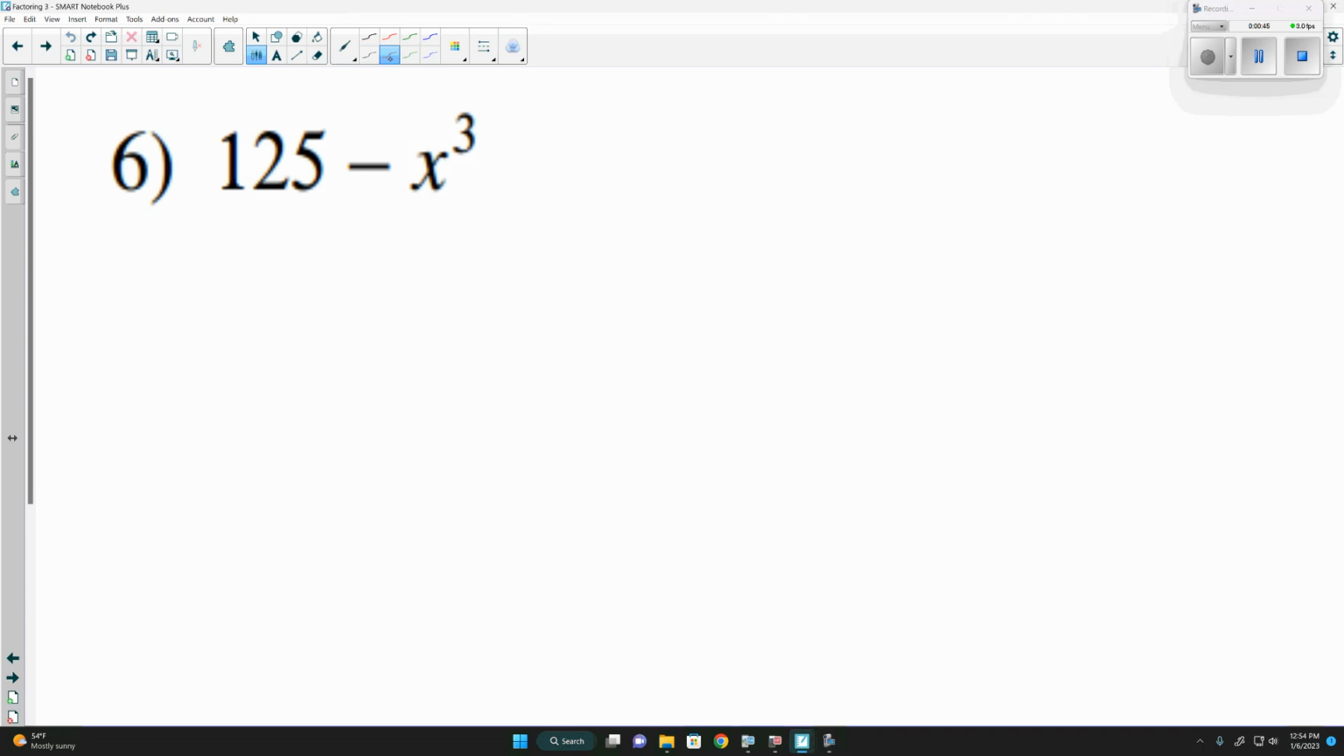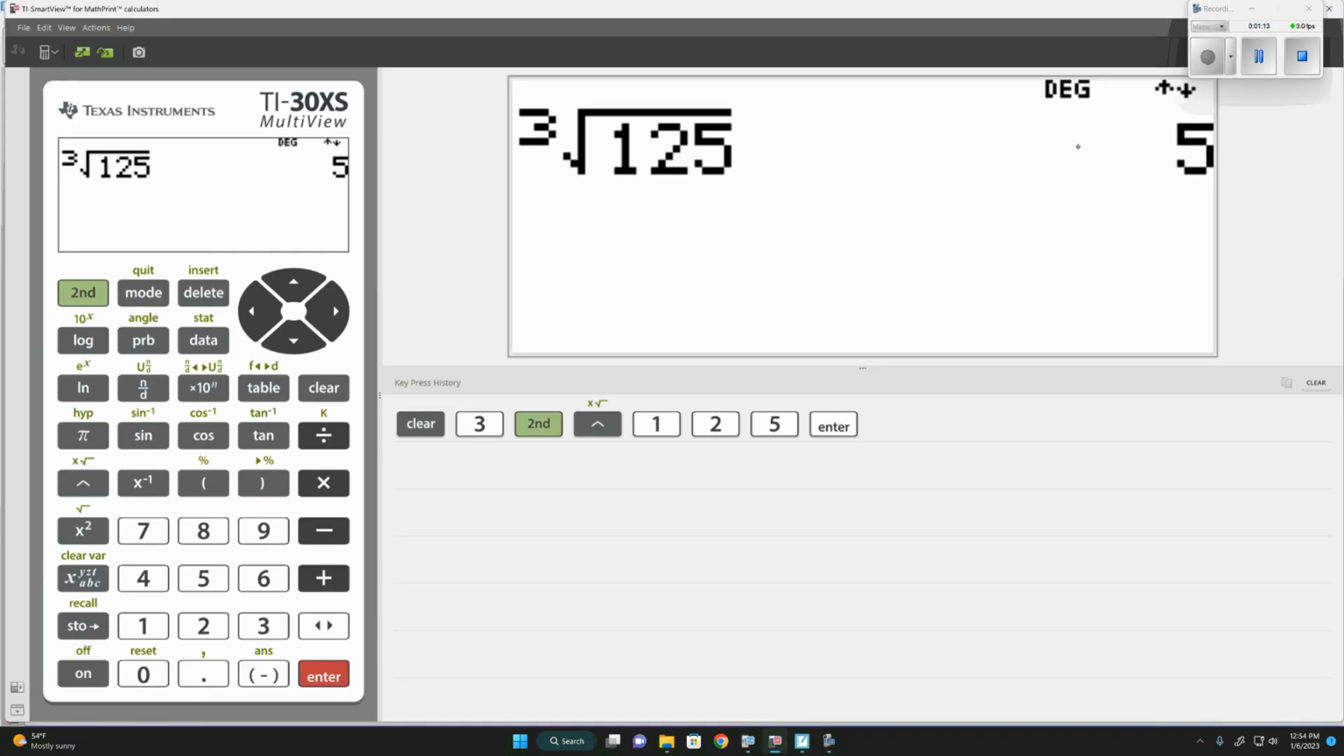Now, the first thing we can look for in this is a greatest common factor, which there isn't one. So we can go on and do the cubed root of 125 and x to the third. And this is really, one, to show that these are perfect cubes, and two, to find out what our two terms are. Well, the cubed root of x to the third is x. Now, the cubed root of 125, we can type it into the calculator, and we get 5.